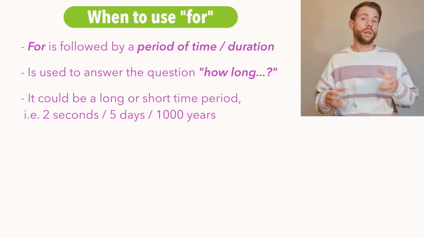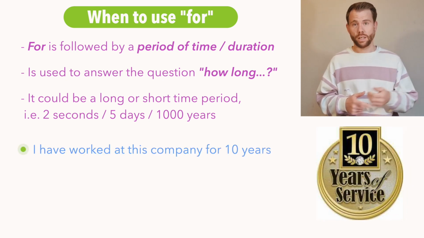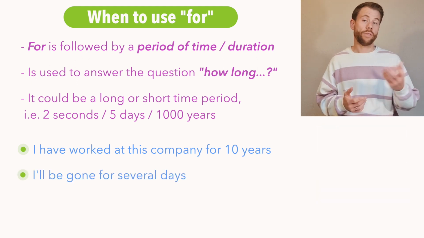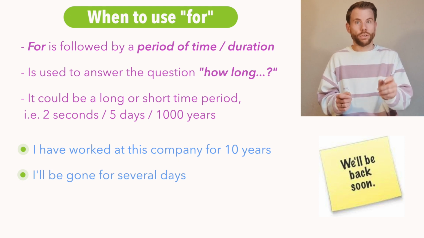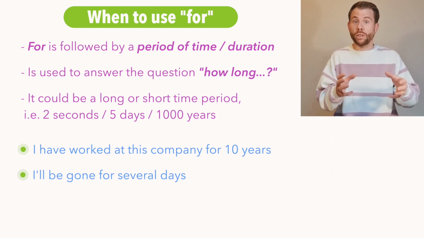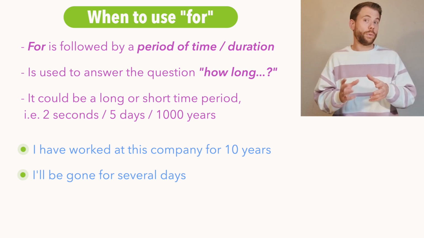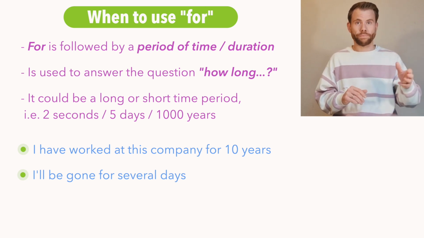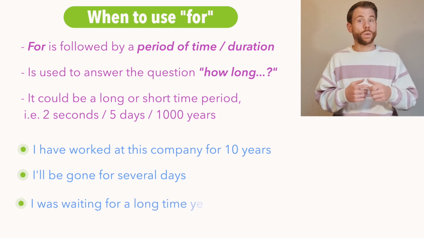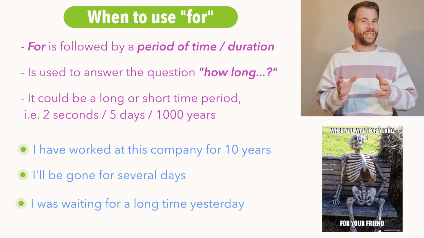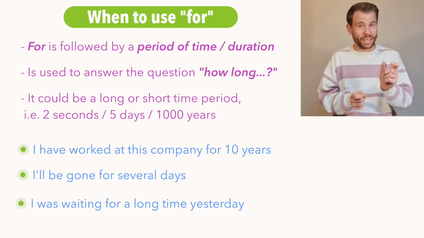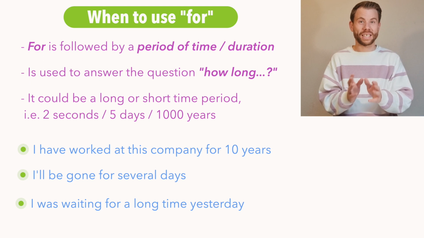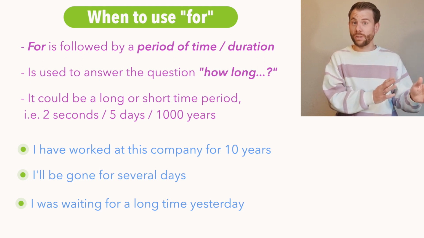For example, I have worked at this company for 10 years. I'll be gone for several days. So here you see you can use several days. It doesn't have to be a specific duration of 2 minutes or 5 minutes. It can be non-defined, so several days. Another example could be if you say a long time. For example, I was waiting for a long time yesterday. So be careful. Most of my students in these examples would use the word since, but not in this context. If we're focused on a period of time, you need to use for instead.